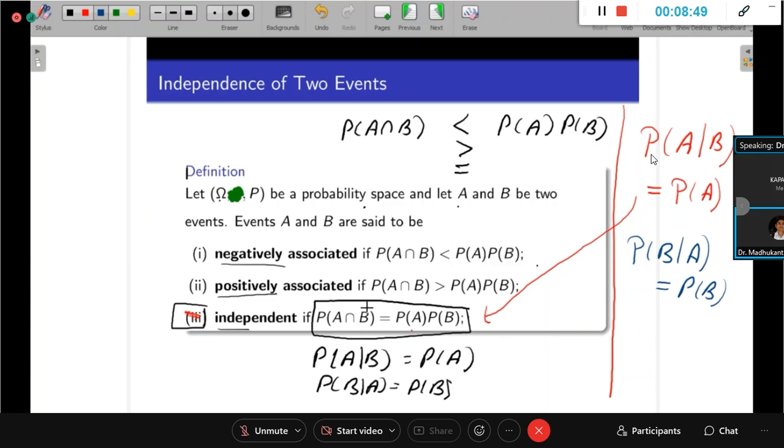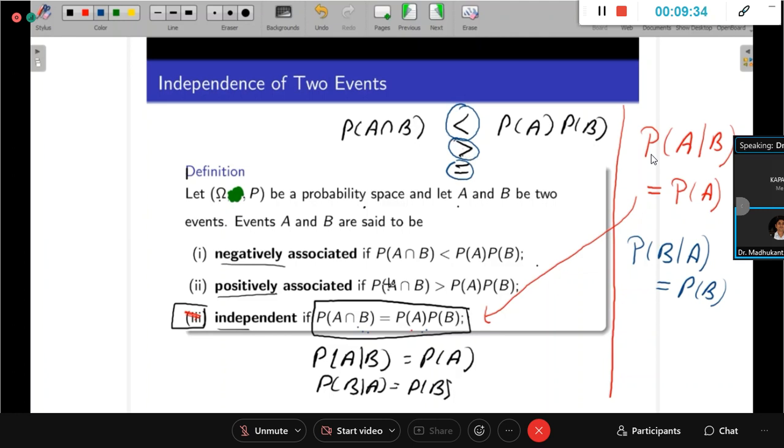Now, this is not always true, that the probability of A intersection B is equal to the probability of A times the probability of B. There are three possibilities in these cases, for the relation between the left hand side and the right hand side. The first case you can think of is maybe less than. The second case is greater than, and the third case is equal to. Equal to means that the events are independent.